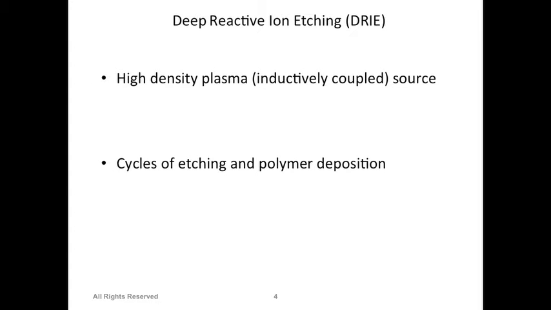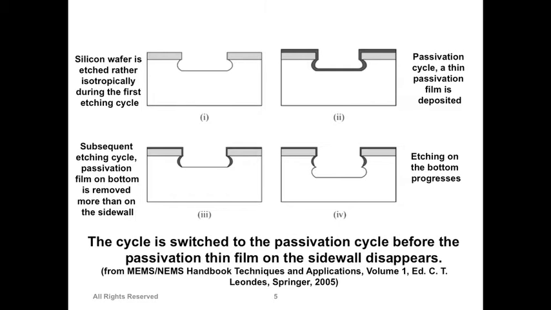In deep reactive ion etching, you use a plasma, which is fine. You can use a plasma also in normal RIE, but use a cycle of etching and polymer deposition. So instead of polymer starting to deposit by itself, in order to make vertical lines, they deposit polymer intentionally.